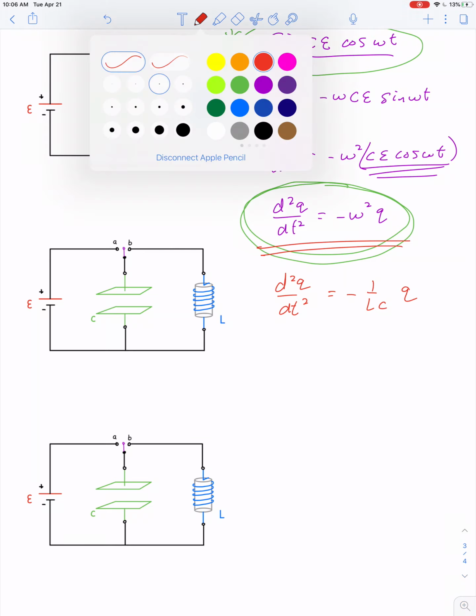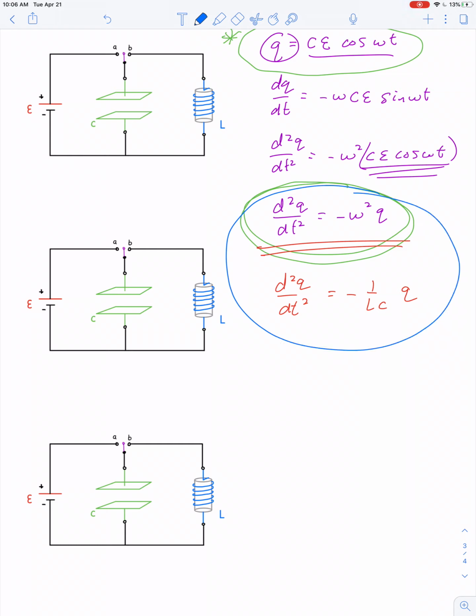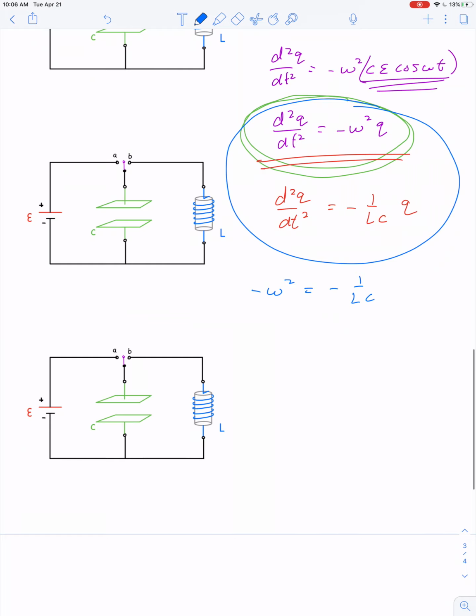Well, the two of these look somewhat similar, don't they? In fact, they'd be exactly the same as long as negative omega squared is equal to negative 1 over LC. We can cancel the negatives, take the square root of both sides of the equation, and it says omega would have to equal the square root of 1 over LC. Well, let's see, omega represents what we call angular frequency.